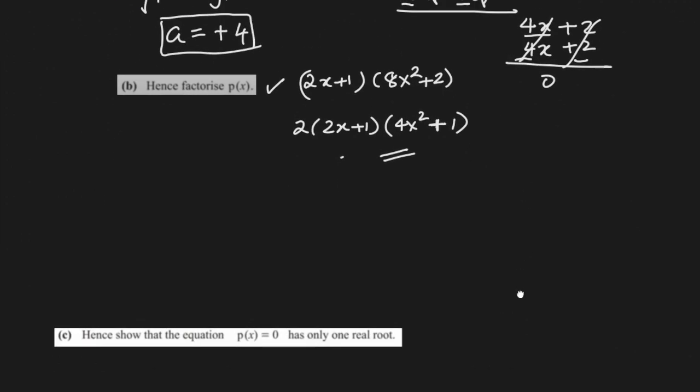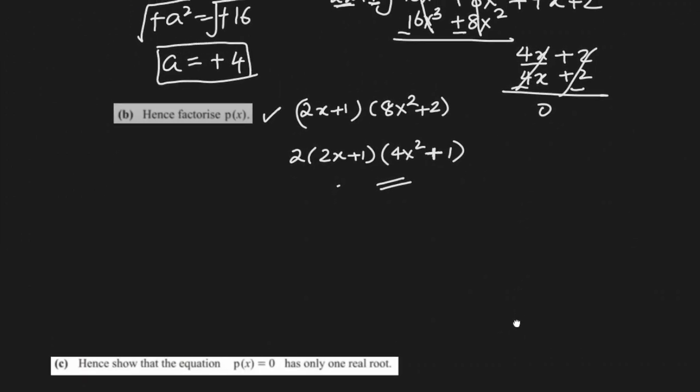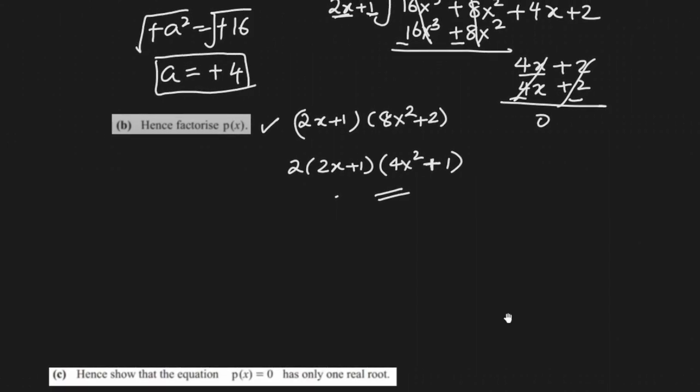Yes, we have. Hence, show that the equation p(x) equal to 0 has only one real root, and that root we already know. So how do we find a root? Root means the x-intercept. If I draw a graph of this polynomial, wherever it crosses the x-axis is called a root, and at a root y is 0. So if I make this equal to 0, I'll get the roots.